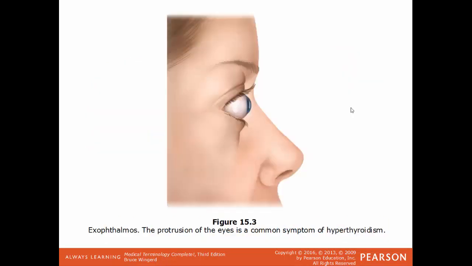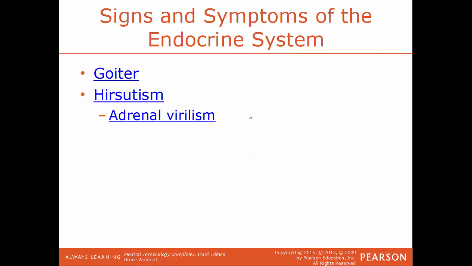In this illustration, we have an example of exophthalmos, where the eyeballs are actually protruding out of the skull. Our next one, goiter. This is a swelling of the neck due to an enlargement of the thyroid gland. Hirsutism. This is an abnormal growth of hair on a person's face, especially in a female.